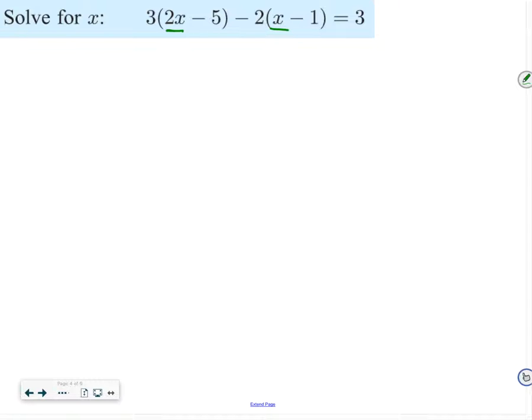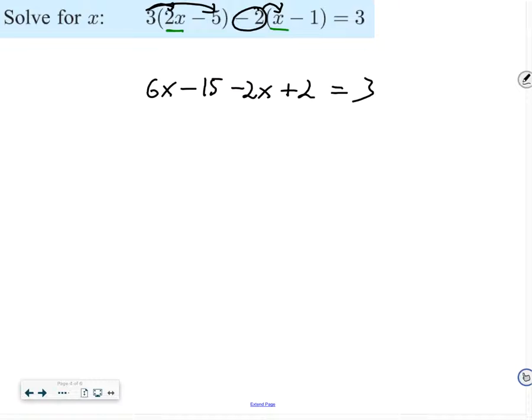The first strategy is to distribute to get rid of our parentheses. As I expand this, 3 times 2 is 6x. 3 times negative 5 is negative 15. Negative 2, remember that this negative is tied to the 2, so I have to distribute that across. Negative 2 times x is minus 2x. Negative 2 times negative 1 is a plus 2, is equal to 3.